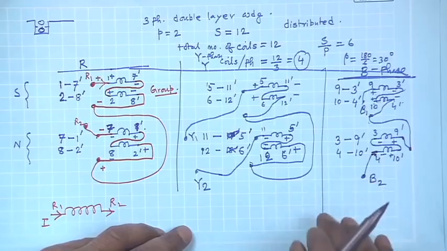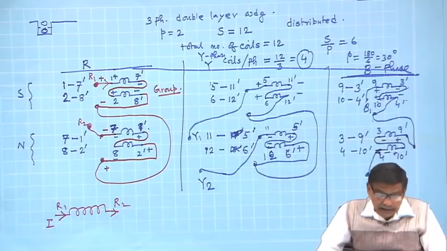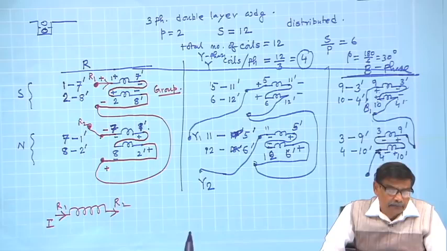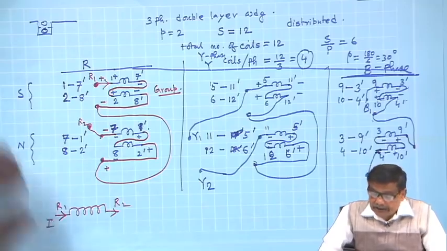We will continue with this, and we will take a slightly not complicated, but a machine with 4 number of poles, how to do it. Same way, but you must understand the logic.